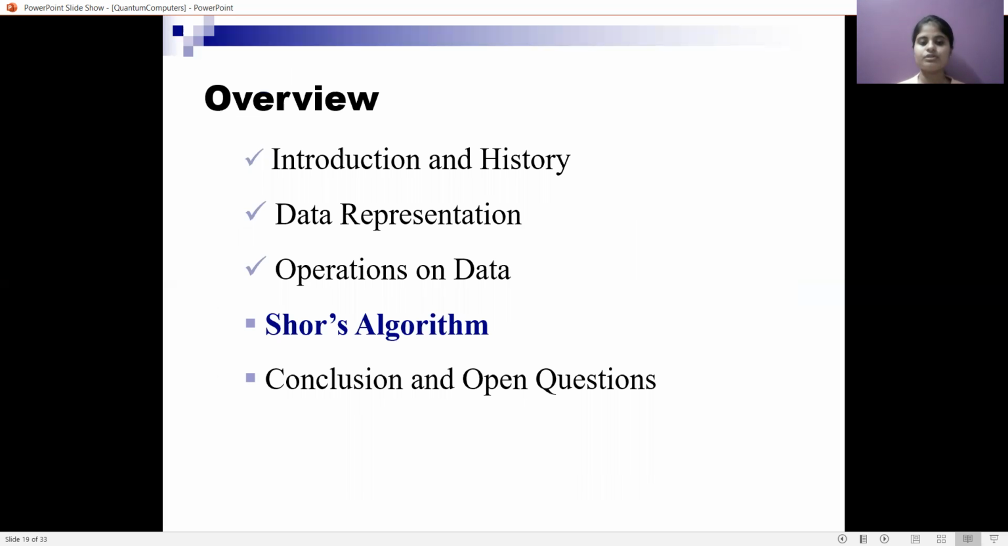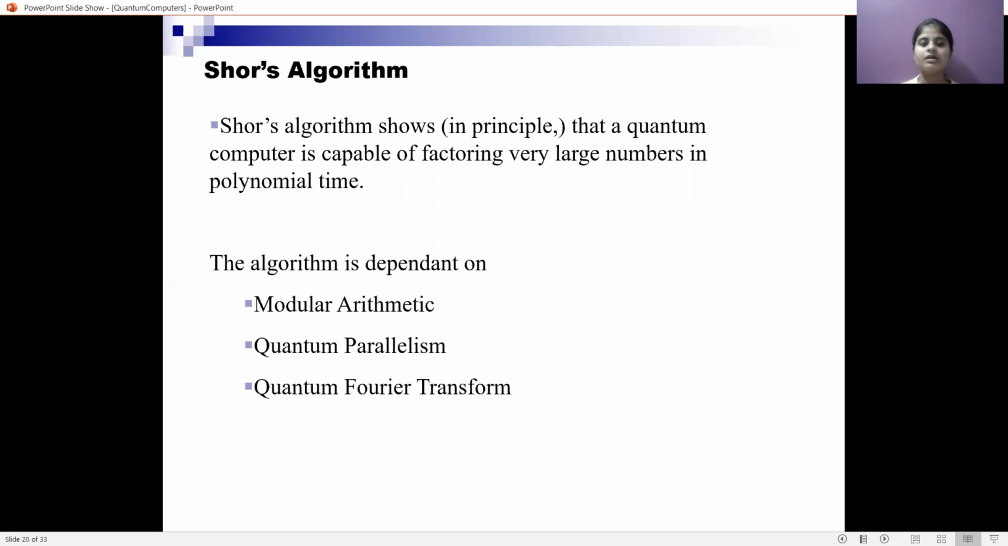Let's see what Shor's algorithm is. Shor's algorithm shows that a quantum computer is capable of factoring very large numbers in polynomial time. The algorithm is dependent on modular arithmetic, quantum parallelism, and the quantum Fourier transform.